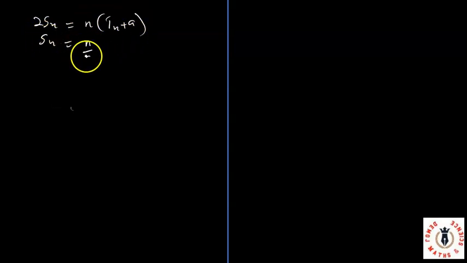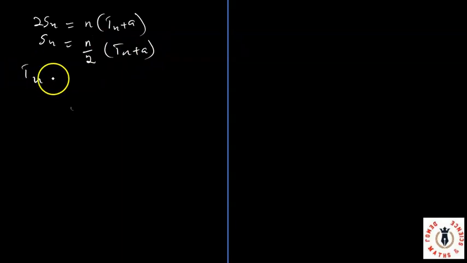If this is equal to 2Sn, to be equal to n into Tn plus A, my Sn will be equal to n over 2. I'm dividing both sides by 2, into Tn plus A.